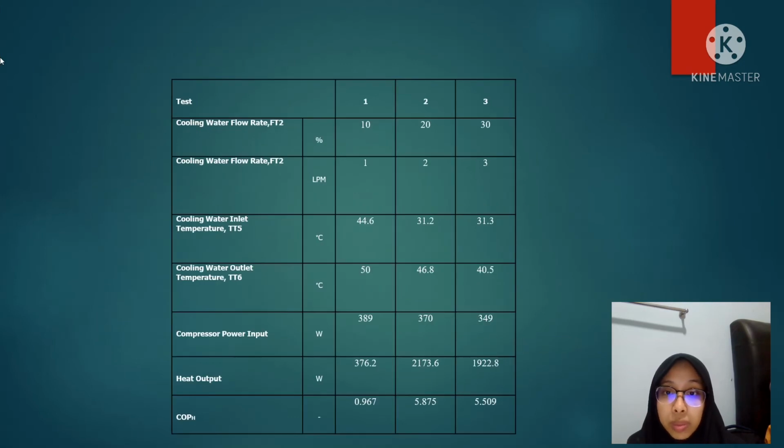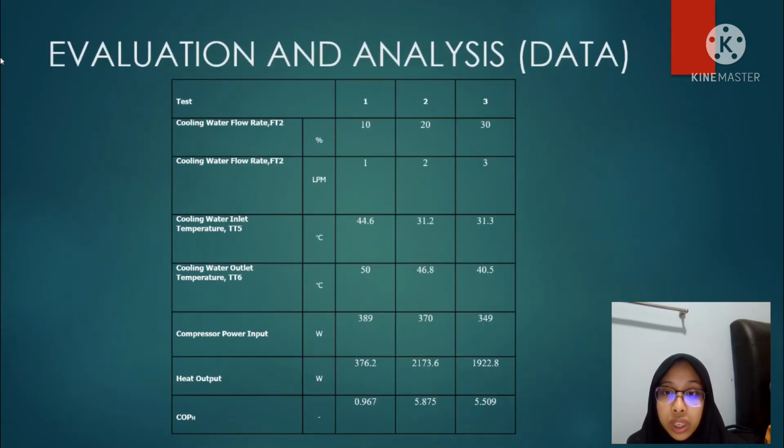Next, I'm going to explain about the evaluation and analysis of data. There are 3 tests in this experiment. For test 1, the cooling water flow rate is 10%, the second test is 20% and the third test is 30%, which in LPM is 1 for test 1, 2 for test 2 and 3 for test 3.